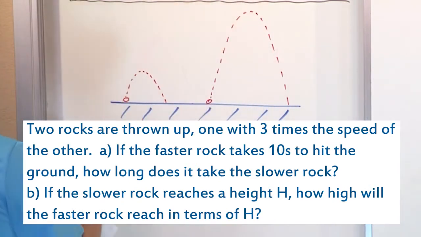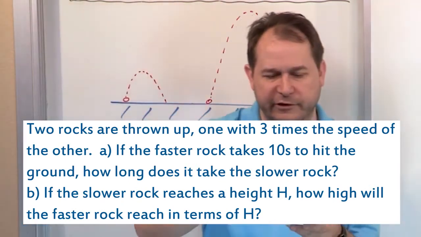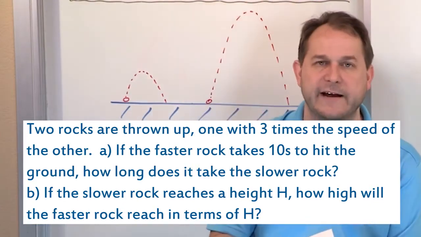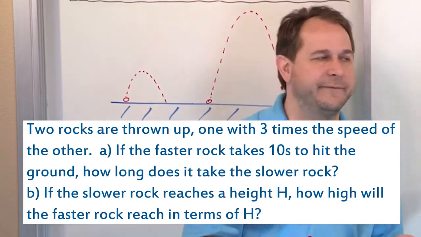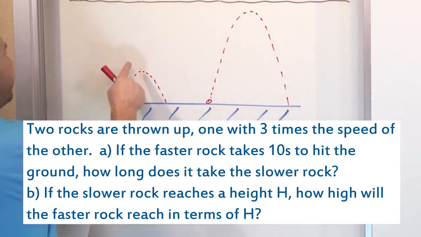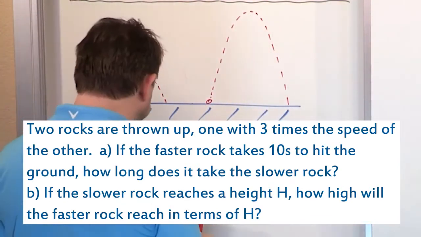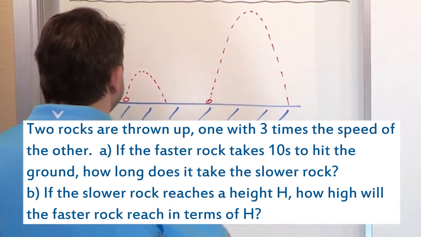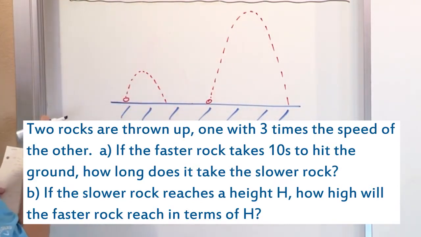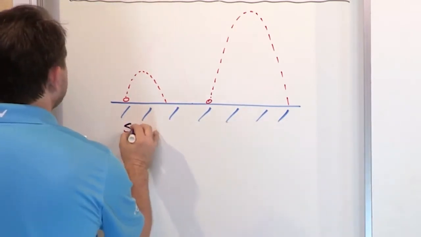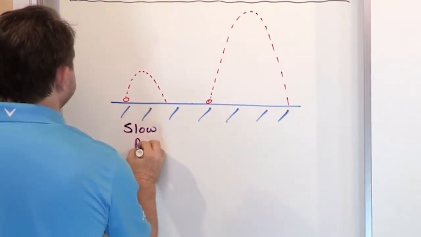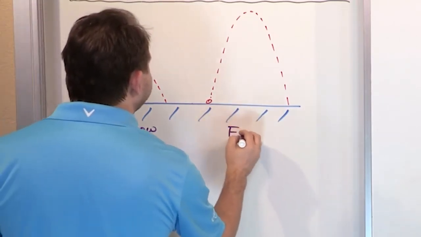Now again, keep in mind that this is one-dimensional motion. The rocks are going straight up and straight down. I have to draw them as an arc so that we're not drawing right on top of the same lines, but this is really a straight up and straight down motion problem. All right, let's write down what we know. First of all, we have to label some things. This is going to be called the slow rock, and this is going to be called the fast rock.